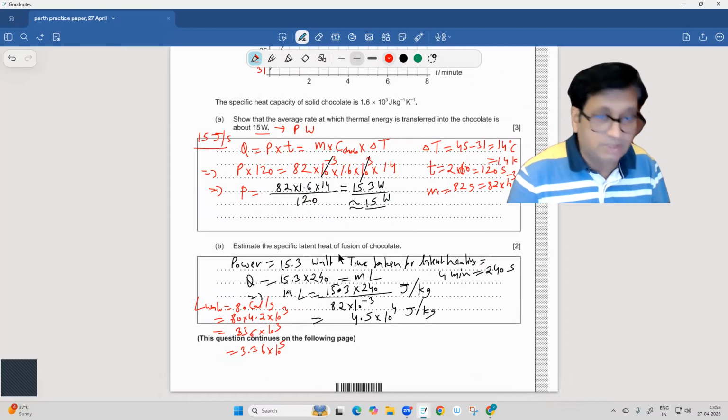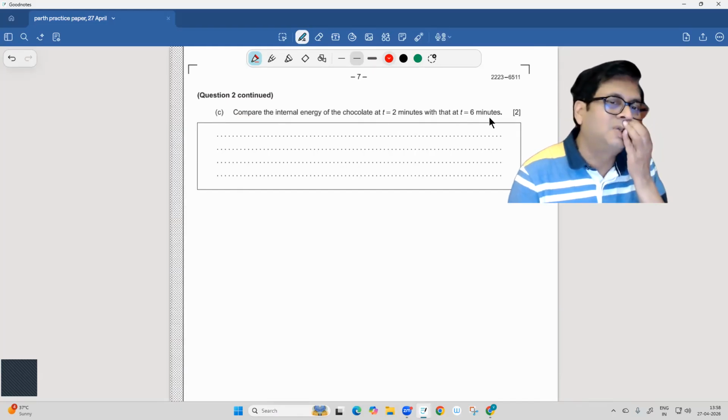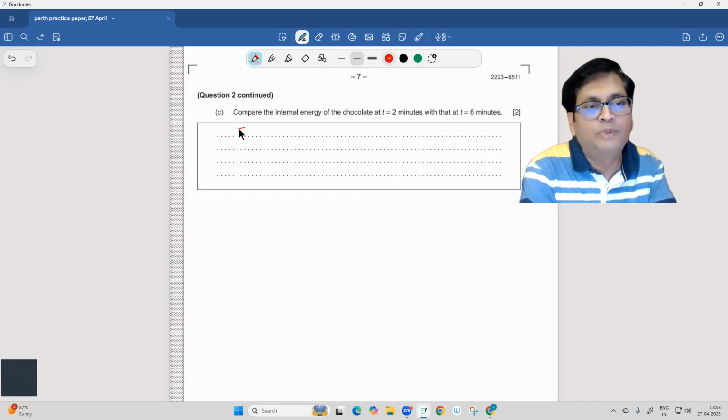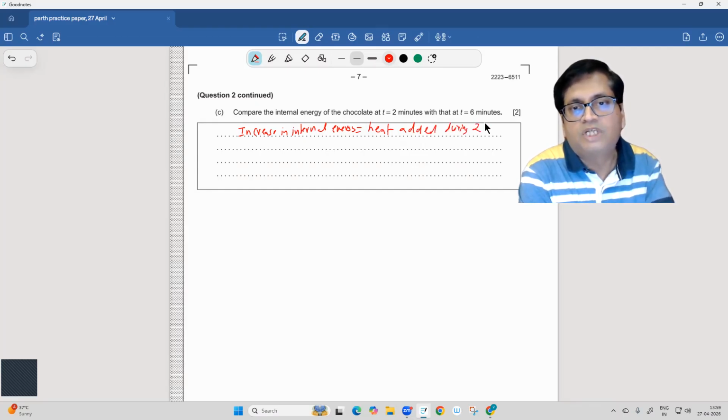Is that okay? Any questions? Compare the internal energy of the chocolate at t equal to 2 minutes with that at t equal to 6 minutes. So the increase in internal energy is equal to the heat added during 2 to 6 minutes.